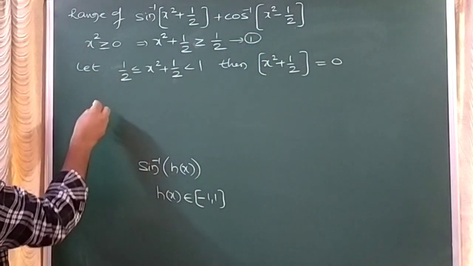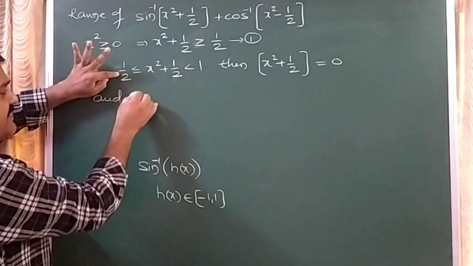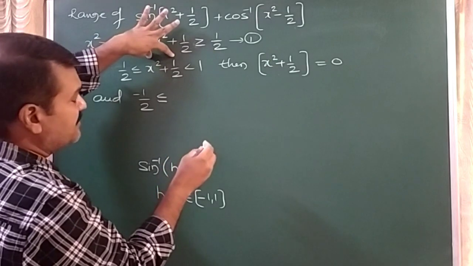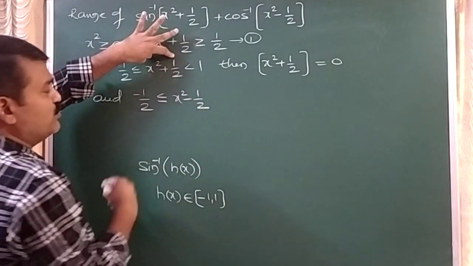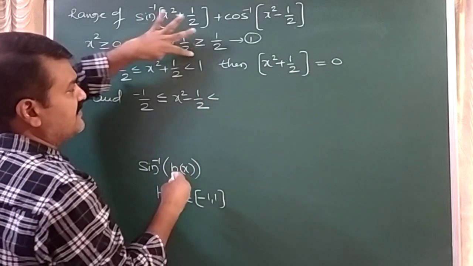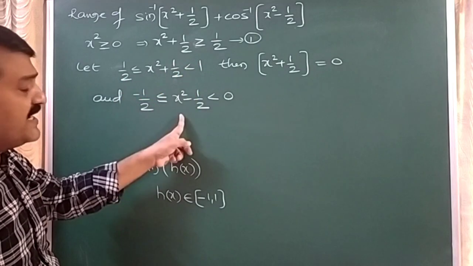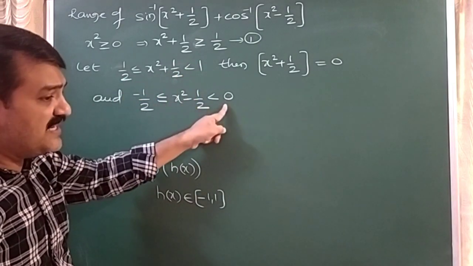Subtract 1. 1/2 minus 1, so minus 1/2. x² + 1/2 minus 1 is x² − 1/2, which is less than 1 minus 1, 0. Subtracting 1, you will get it like this. So x² − 1/2 lies in this interval.